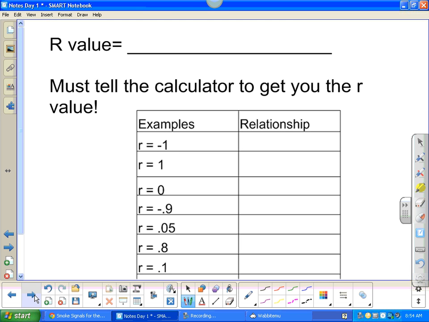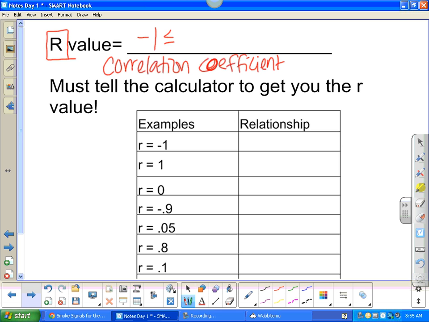Okay, so we've kind of had to eyeball and guess about our correlation and trying to decide if it's strong or weak. The positive negative part I think we can get, but the strong and the weak is tough. So we have what's called a correlation coefficient. The letter is an R. And your R value is going to fluctuate between -1 and 1. So here's what happens.